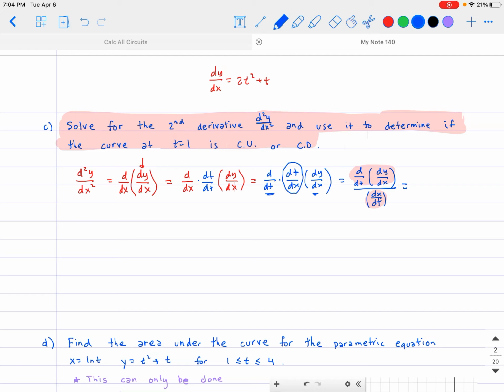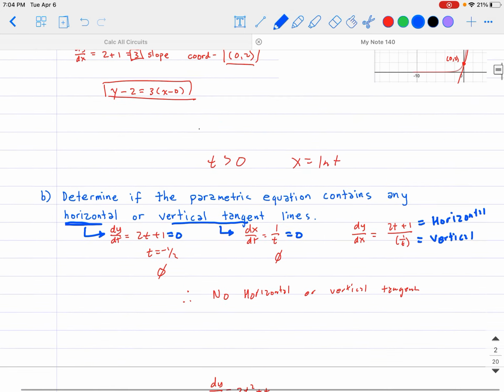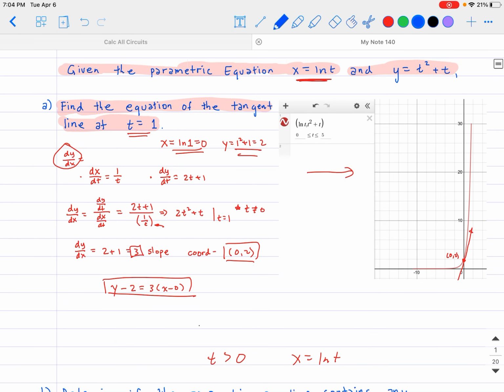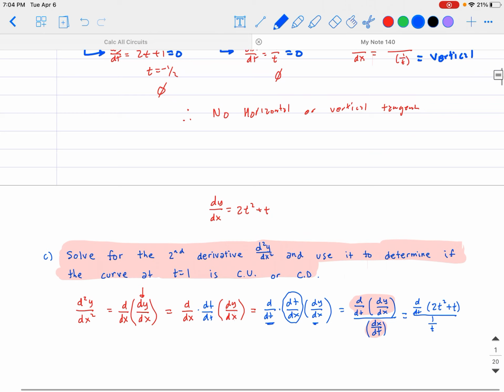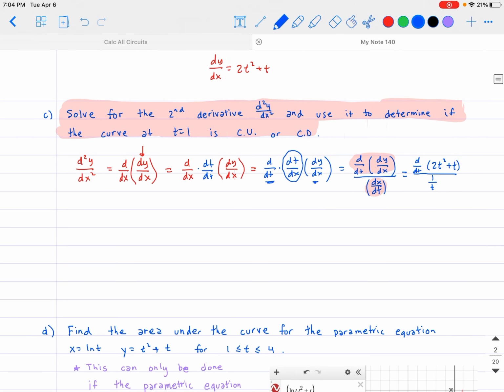So let's write that out. The derivative with respect to t of dy dx is the derivative of 2t squared plus t. And then divide by dx dt, remember we solved for that. That is supposed to be 1 over t, right? Earlier, we solved for it because x is equal to ln of t. Now it's just a matter of cleaning this up. The top part, the derivative of that, is going to be equal to 4t plus 1. And the bottom part is 1 over t. Note that t cannot equal 0, but I think it's going to be okay in this case. If we now take the reciprocal of the bottom, then we get 4t squared plus t as a result.